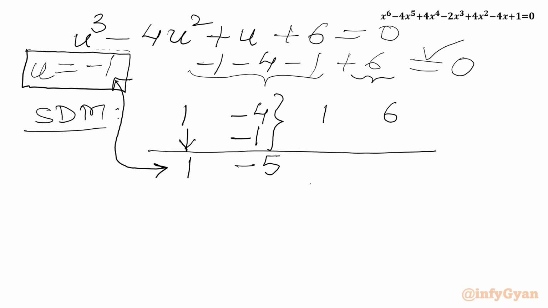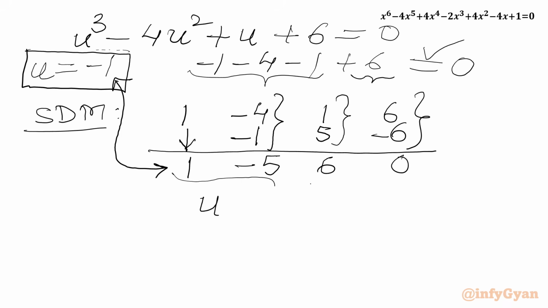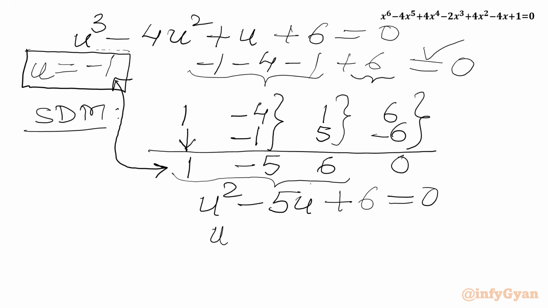Again we'll multiply our base solution -1 with -5. So 5 will be the product. Here we'll write 6. -1 times 6 is minus 6. Addition will give us 0. So these are coefficients for quadratic equation in u. U square minus 5u plus 6 equal to 0, which we can factorize easily.